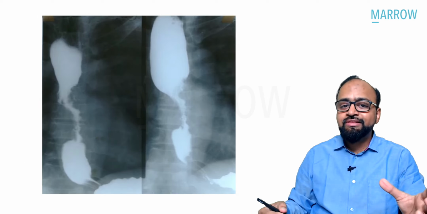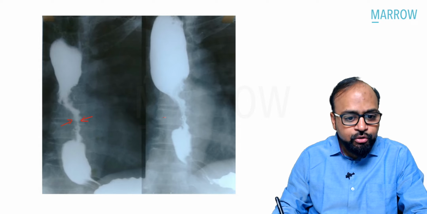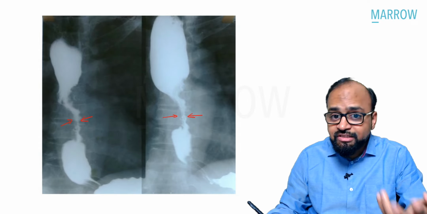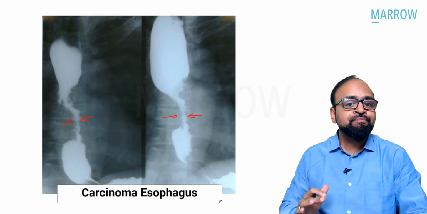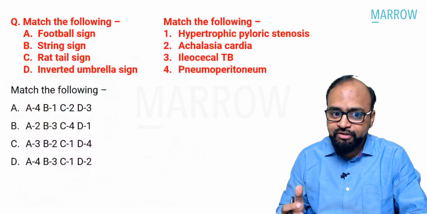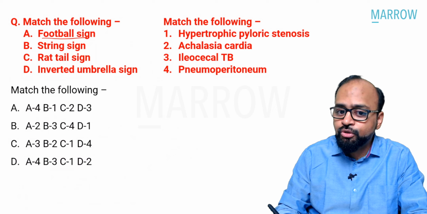If you see here, look at this esophagus: you see an abrupt narrowing, and look at the diffuse irregularity along the wall of the esophagus. So this is abrupt narrowing with mucosal irregularity, which would suggest CA esophagus. Now we come back to the question. Football sign, there's absolutely no doubt about it.